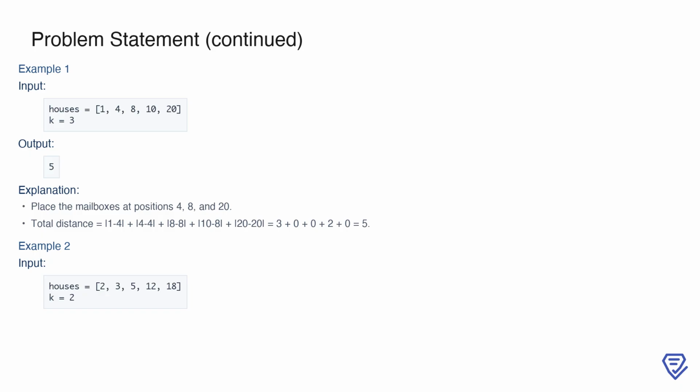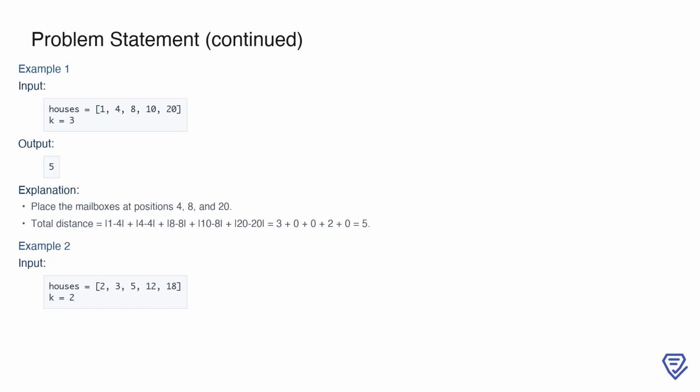In the first example, the houses are located at positions 1, 4, 8, 10, 20, and you are allowed to place 3 mailboxes, k equals 3. The optimal placement is at positions 4, 8, and 20. Now, calculate the total distance. The first house at position 1 is closest to the mailbox at position 4, so the distance is |1 - 4| = 3. The second house is at position 4, which matches the mailbox position, so the distance is 0. Similarly, the third house at 8 is directly at a mailbox, so the distance remains 0.